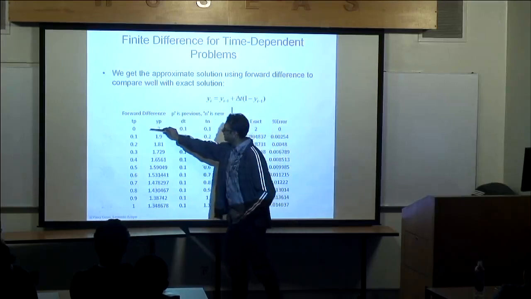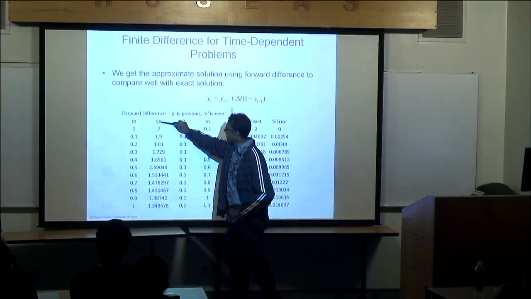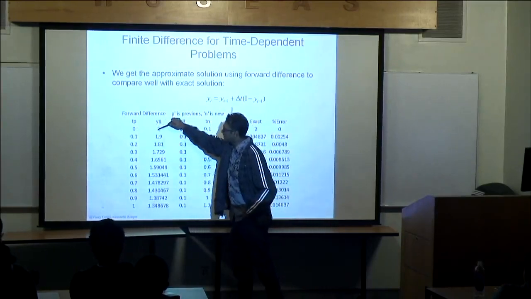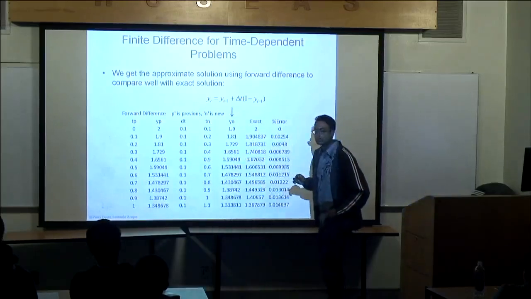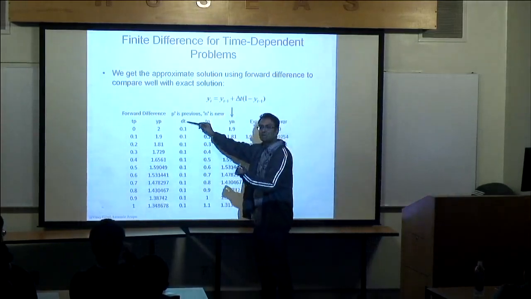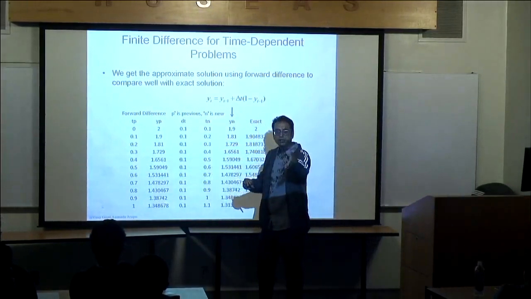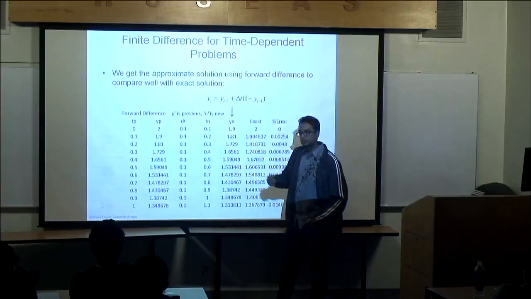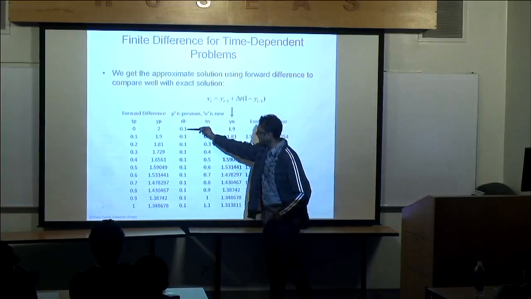I took the previous time as 0. At the beginning, y is 0. Sorry, y at time equals 0 is 2. That was the initial condition, if you remember. The delta time step I want to take to find out what y is in 0.1 seconds is basically 0.1. I chose 0.1; I could have done 0.01.